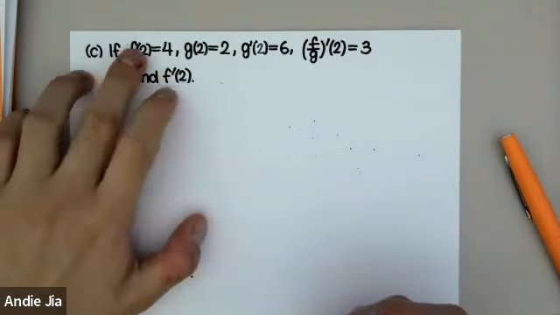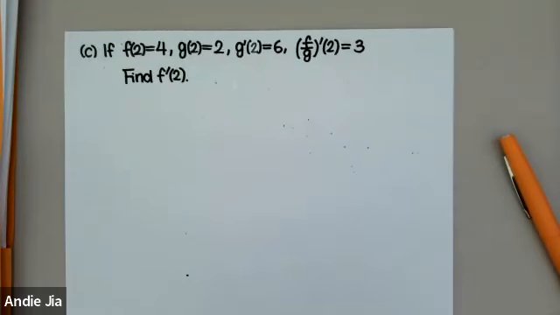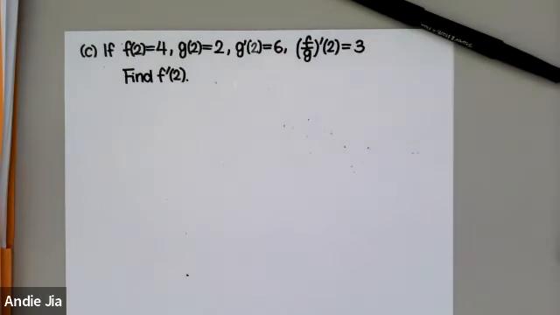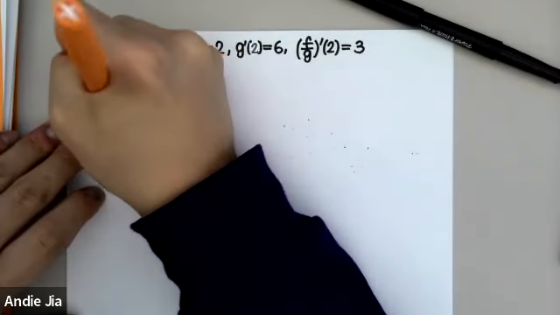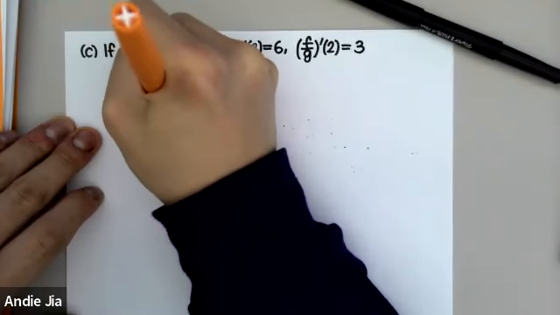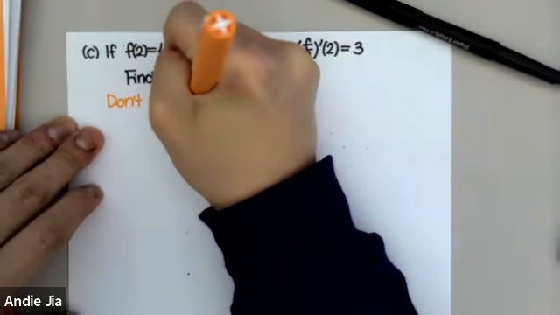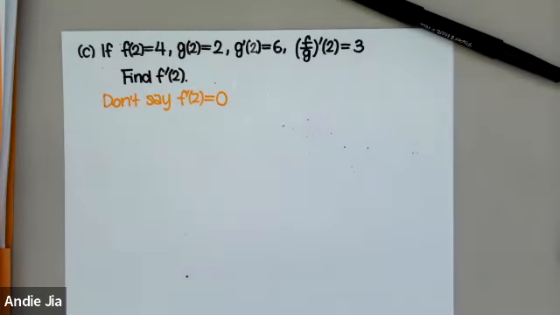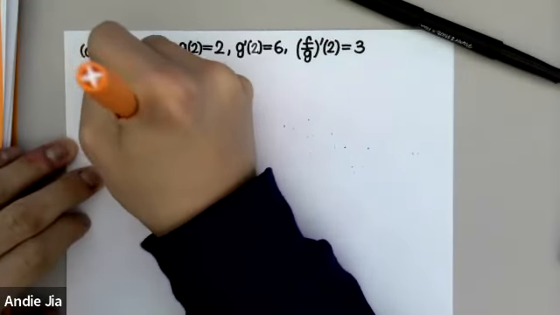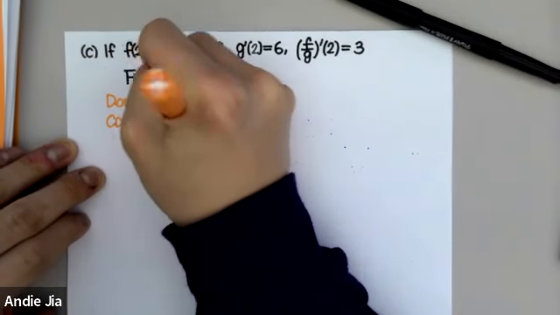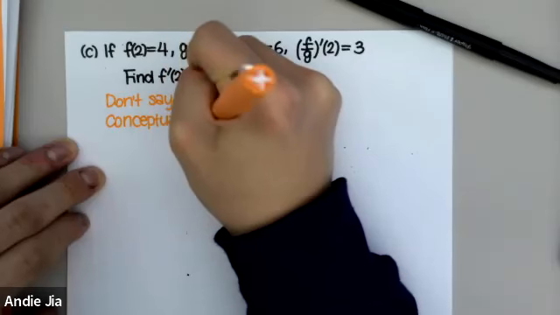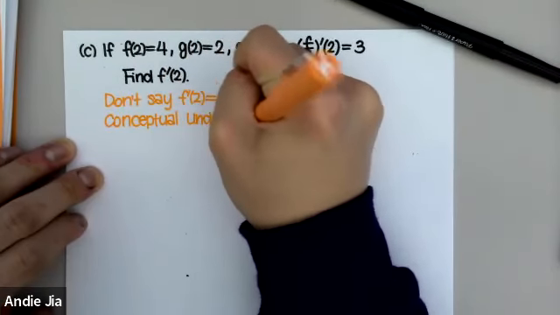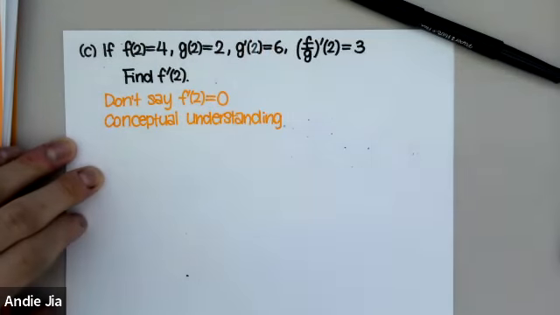Okay, so we see f of 2 is 4, then f prime of 2 is 0. No. Don't ever say that. They have conditions, and this is so. This problem is conceptually understanding the quotient rule. So don't say f prime of 2 is 0. No, that doesn't mean that. Just conceptual understanding of the quotient rule.